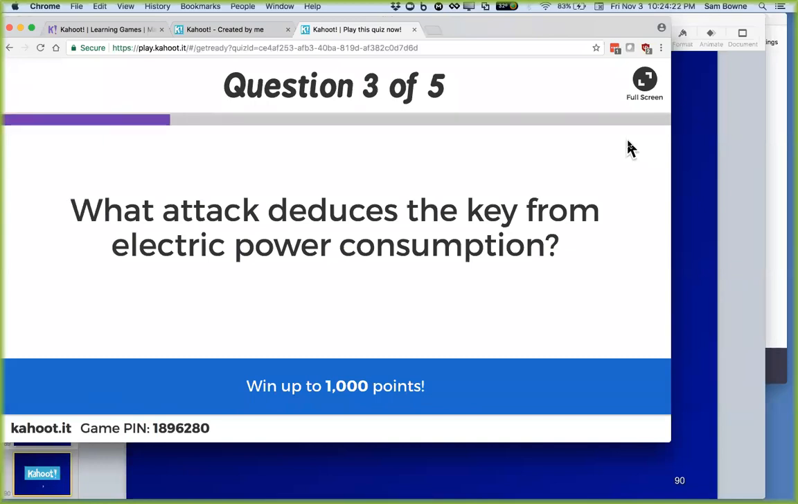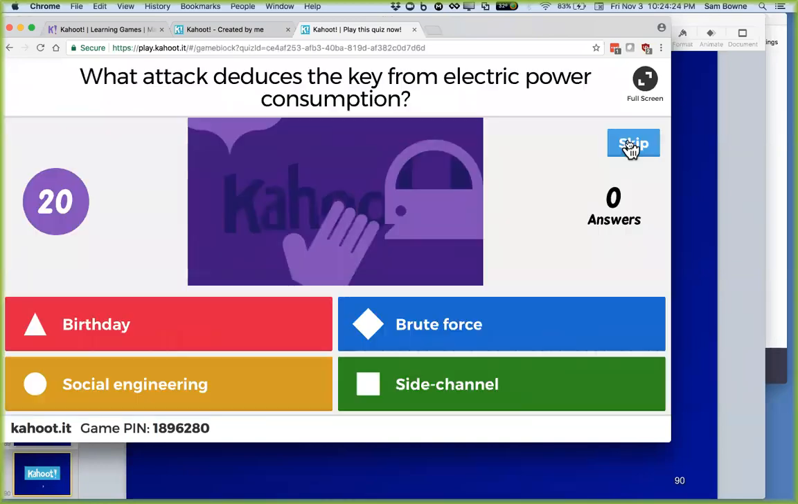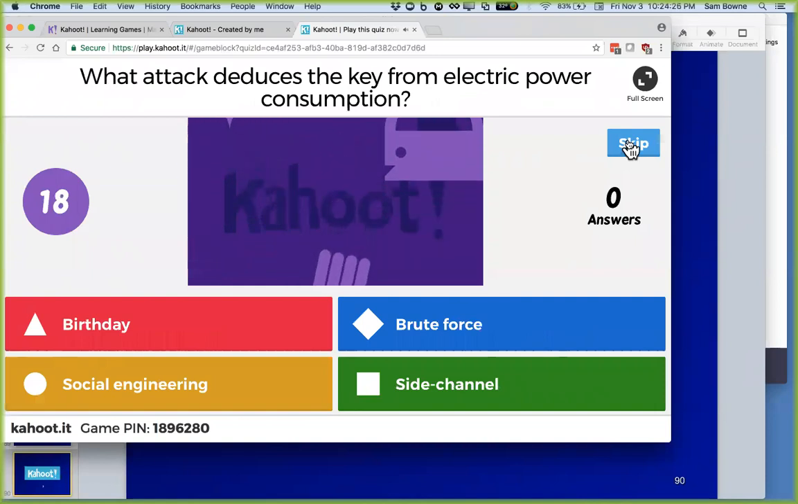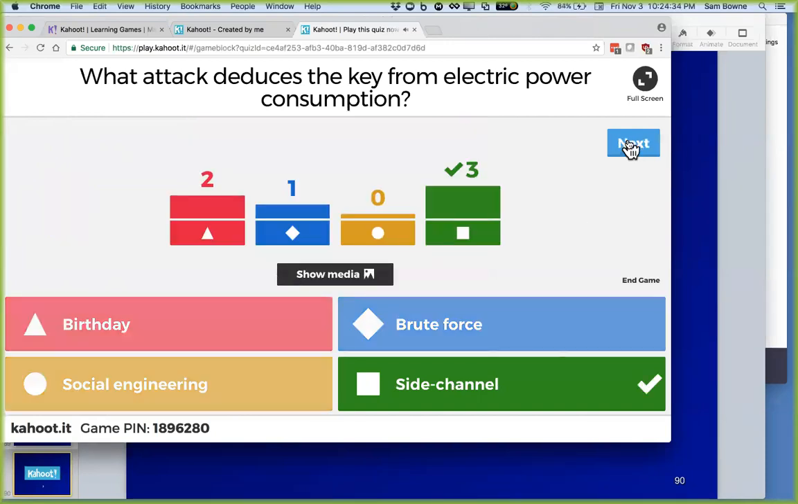All right, what attack deduces the key from electric power consumption? Okay, that's side channel, where something else leaks out information which is used to find the key, thus messing up the mathematics. The mathematics makes an assumption that all you have is the ciphertext to work with, and in real equipment, you often have other information available.